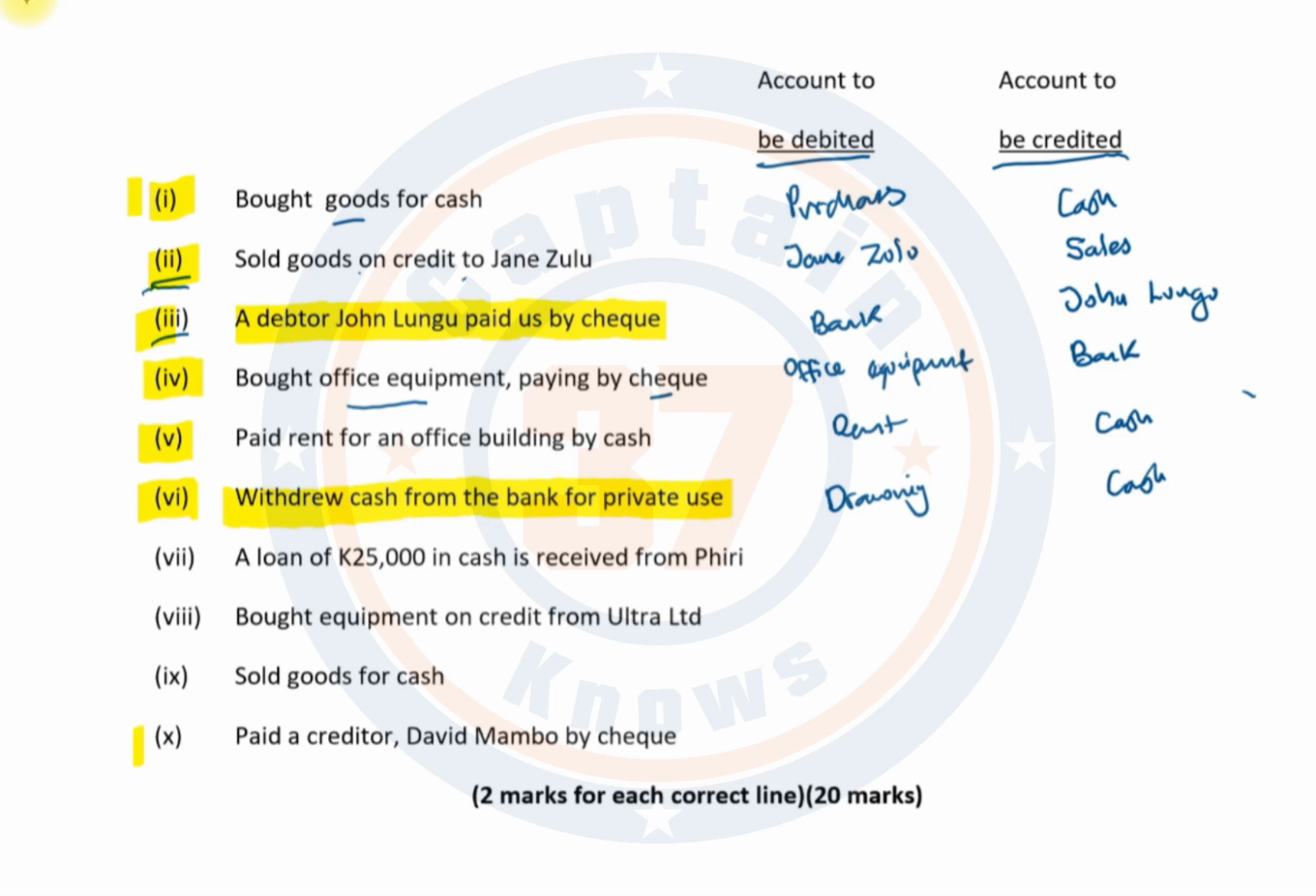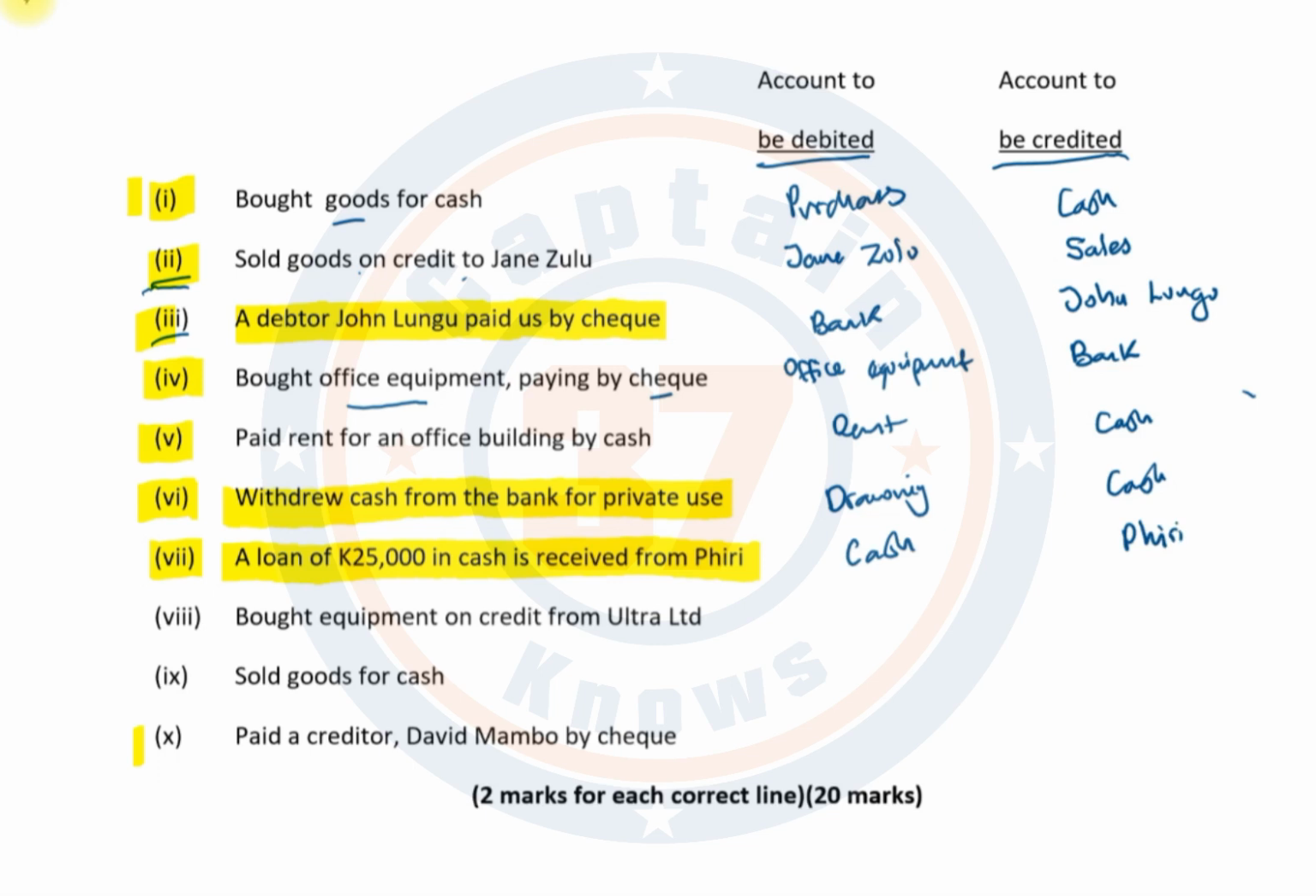We are on number 7 now. A loan of 25,000 kwacha in cash is received from Piri. We have received money from Piri, but it's a loan. So we'll write Piri here. No, we will not write Piri. That is wrong. We are going to write cash because we have received cash. And the person who has given us the cash is Piri.